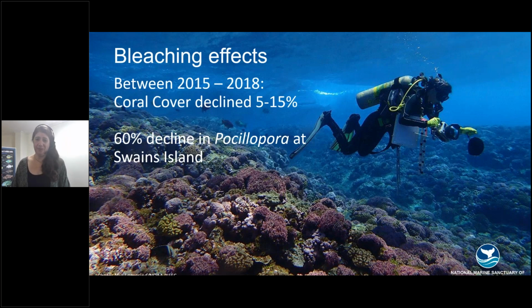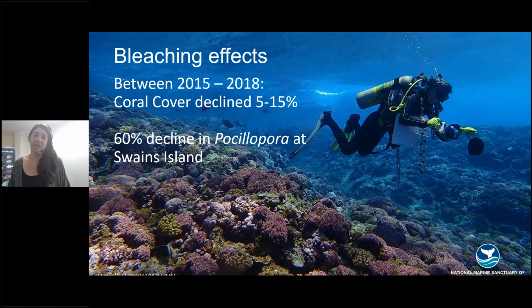And the good news, there's a little hope here. The good news is that there are signs of recovery, even at Swains. New corals are coming in and settling on the skeletons of the old ones, but it is possible that we will see another thermal stress event in 2024 or 2025 due to the strong El Nino that is developing. And there's some worry that these frequent events might not give corals enough time to recover.